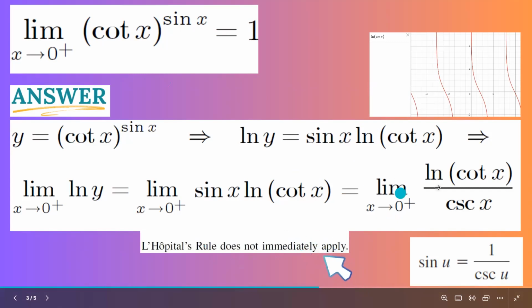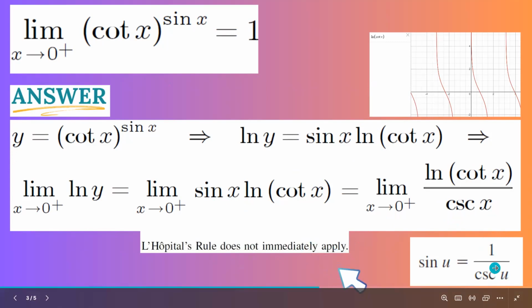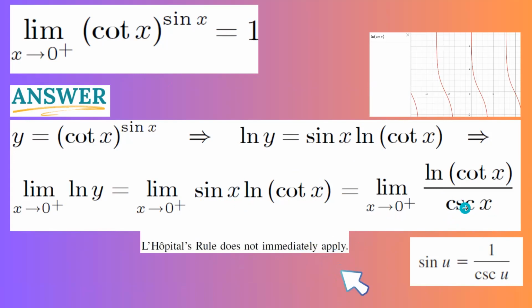This is equal to the limit of ln of cotangent x divided by cosecant of x. Why? Because sine is basically 1 over cosecant. So wherever you see sine x, you're going to replace that by 1 over cosecant of x. Now, if you plug in 0, you get ln of cotangent of 0, which is infinity, divided by cosecant of x. As x goes to 0, you have infinity. So basically, you have infinity over infinity, and you can apply L'Hopital's rule.